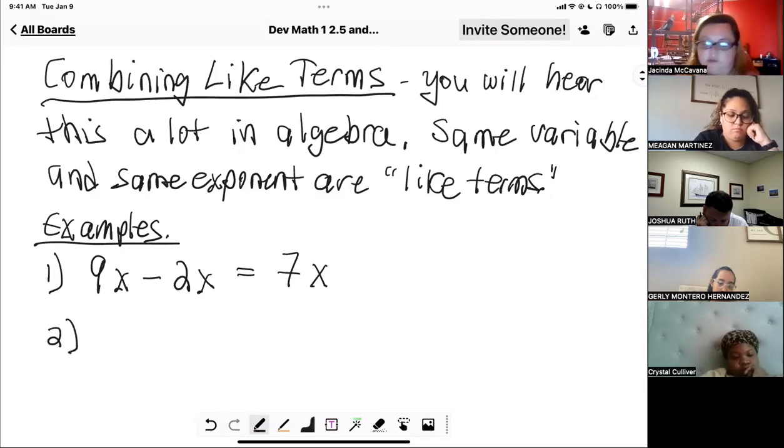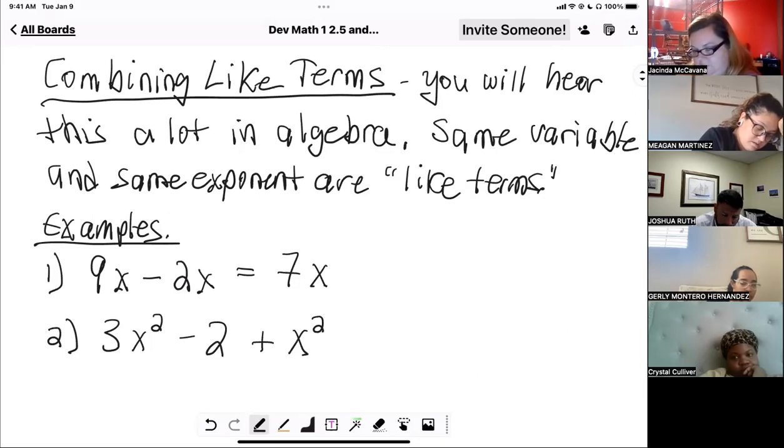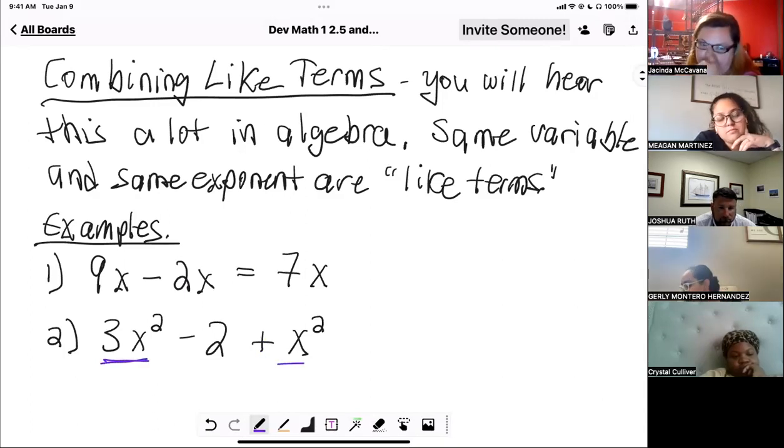Number 2: 3x squared minus 2 plus x squared. We can only combine things that have the same variable and the same exponent. So if I look at this expression, these are both x squareds. I can combine them. This 2 does not have an x squared, so I cannot combine that. I can only put my x squareds together.